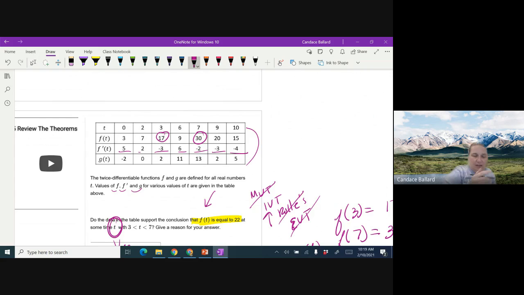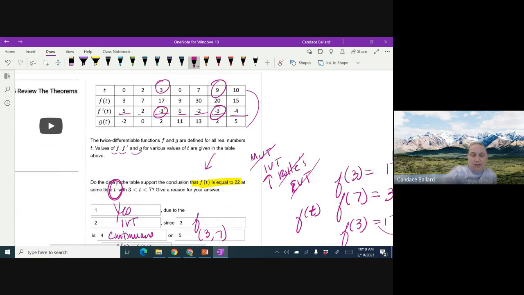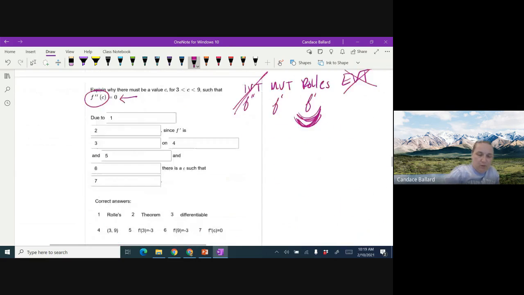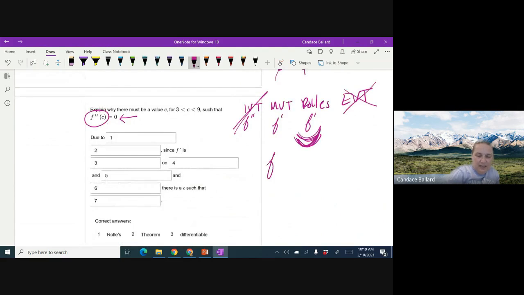-3, good. So all I have to do is state this in my work. Okay, so I know that f of, I think it was 3 equals -3, and f of 9 equals -3. So that would mean that Rolle's theorem applies.